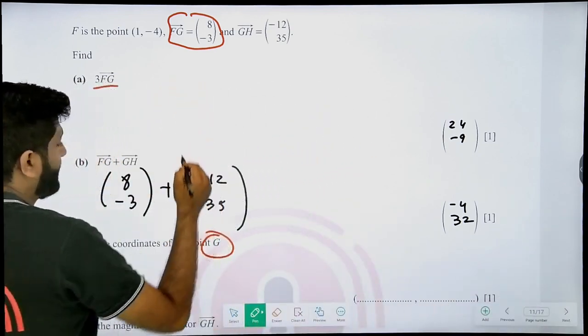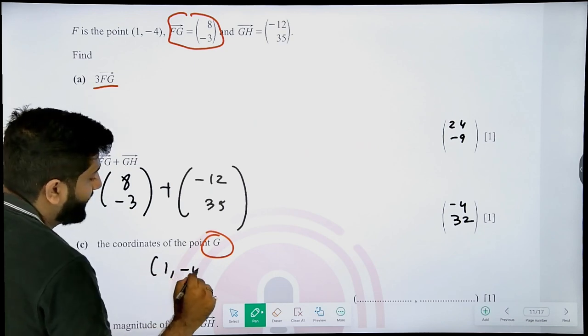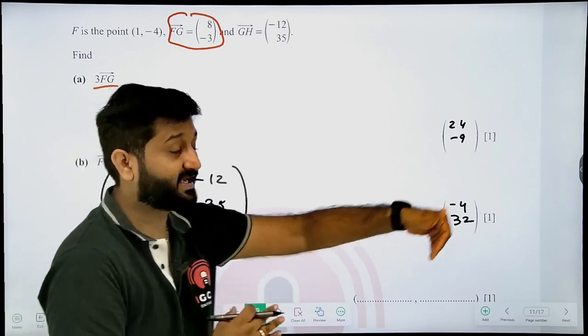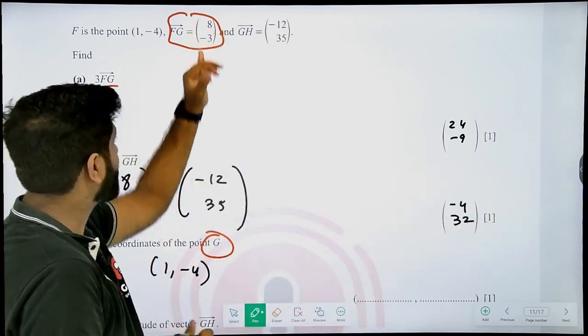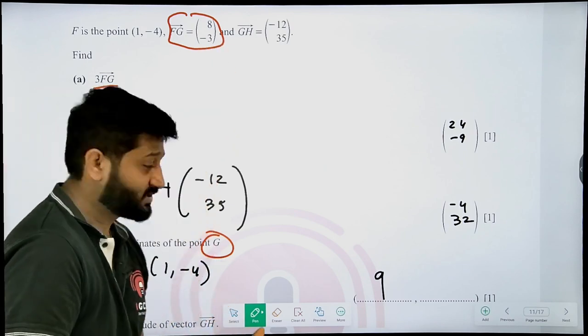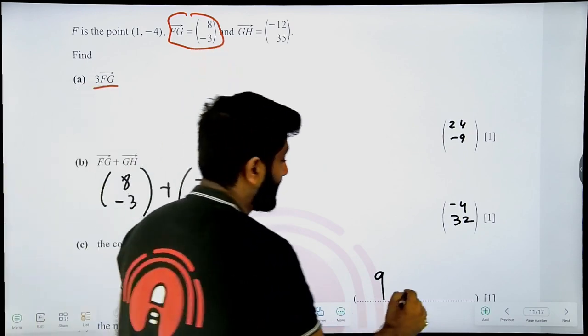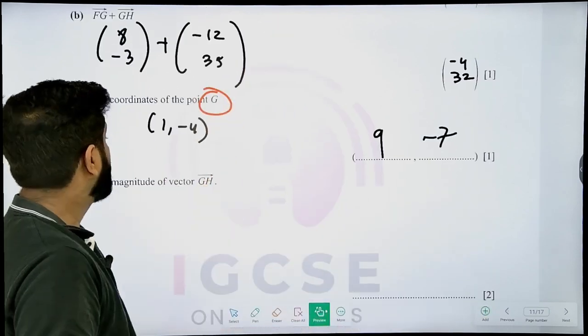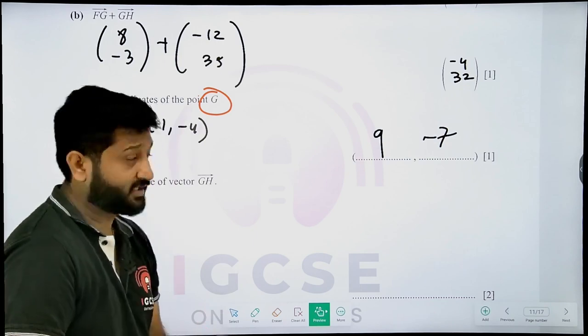So, as I know, the value of F is (1, -4). If I have to go towards G, I'll have to move 8 units ahead in the x-axis, which is 1 plus 8, that is 9, and negative 3 units in the y-axis. So minus 4 minus 3, that is negative 7, right? This is my answer. Next, I have to find the magnitude of vector GH.